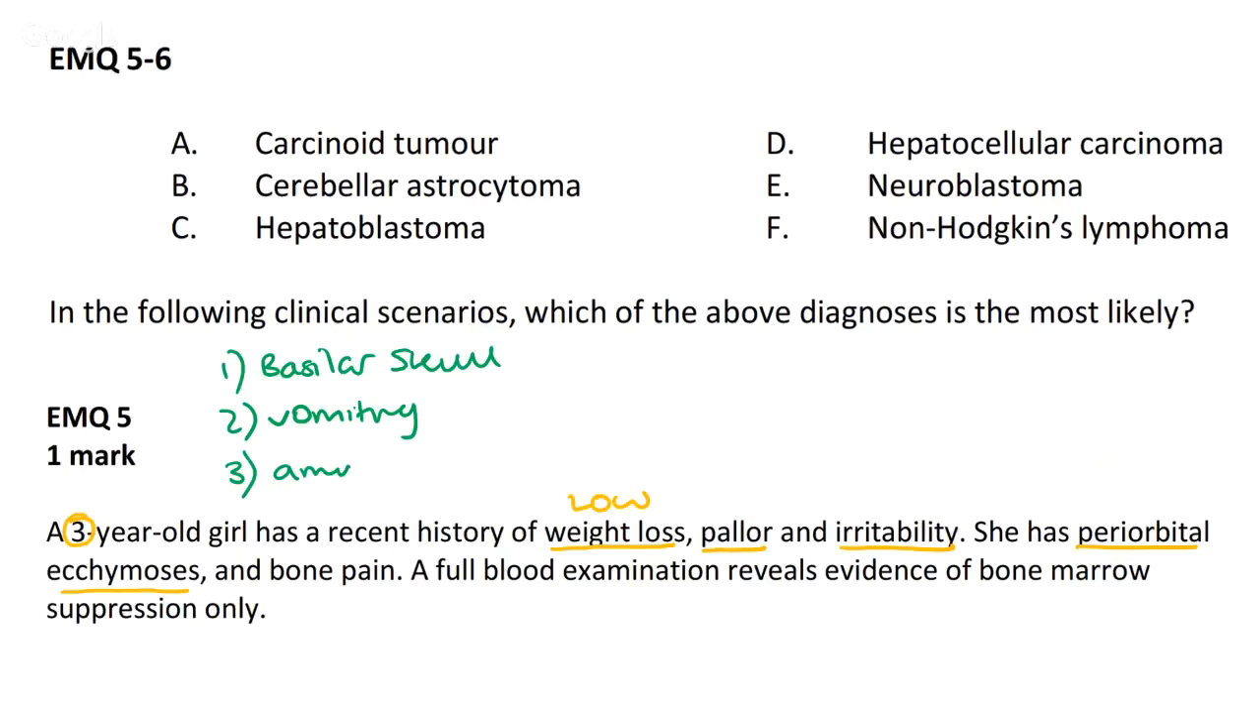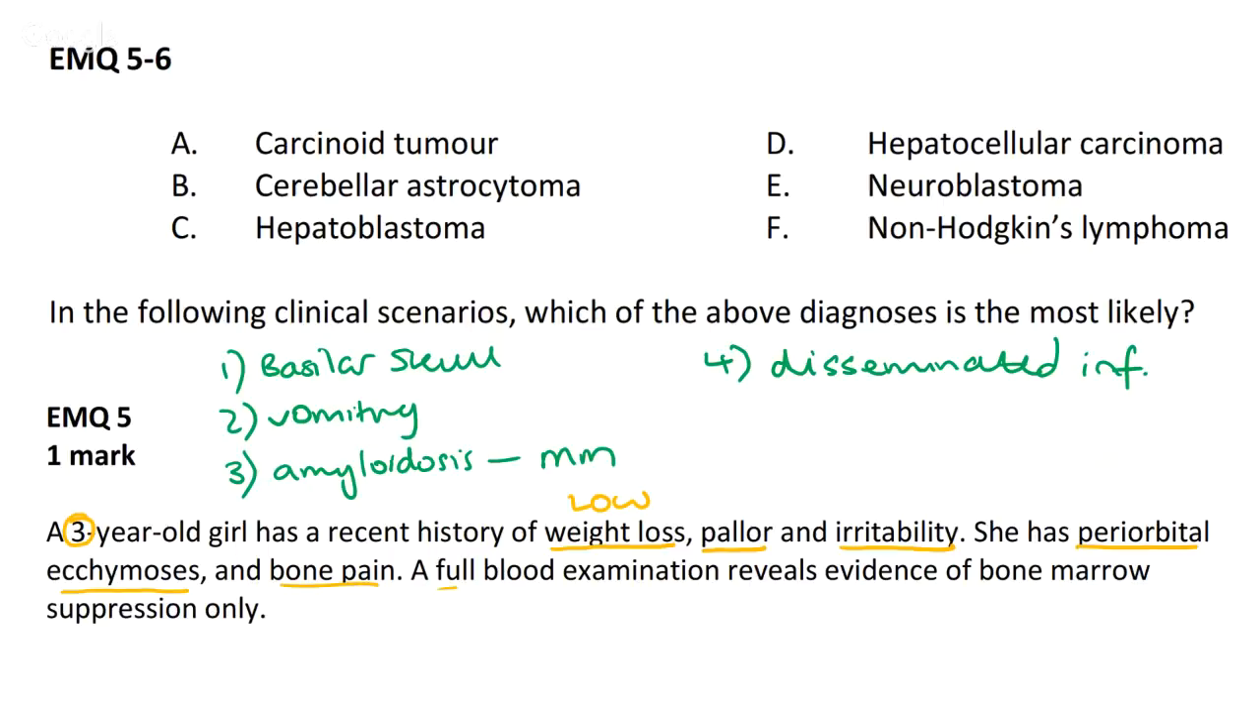So amyloidosis is another one. Amyloidosis is particularly from multiple myeloma. Okay. And another one is disseminated bacterial infection. So these are things that you need to be thinking of when you think of periorbital ecchymosis. And she has bone pain. So all of these are quite concerning.